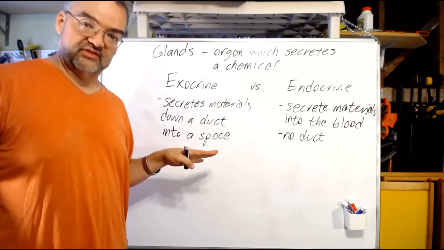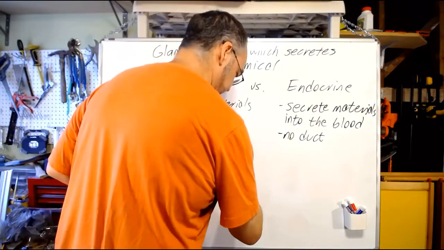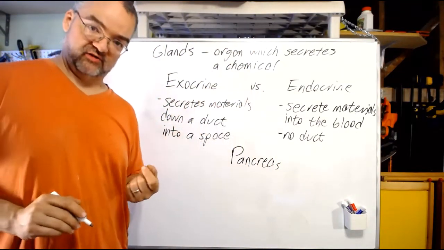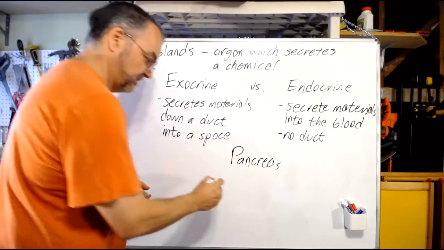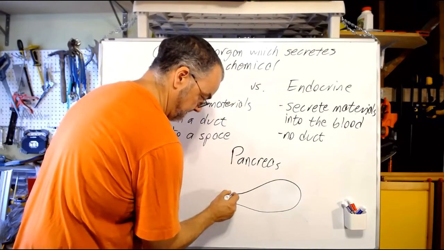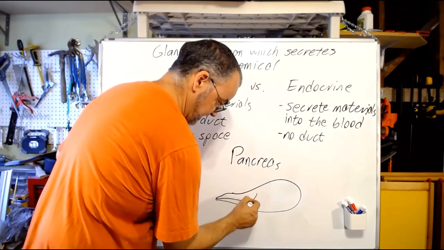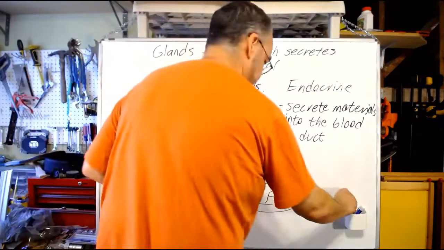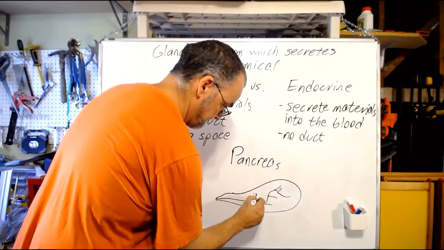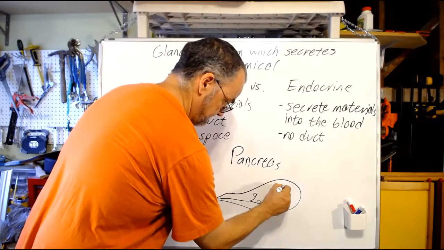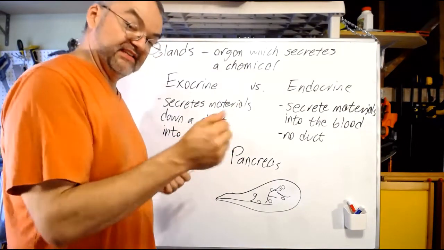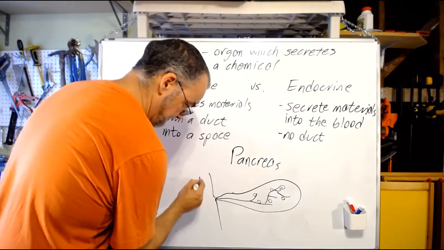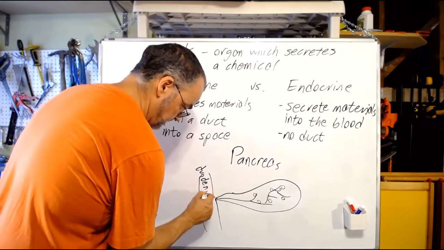Now, one useful one to think about this, there's one gland that's actually both. The pancreas has both functions. It works as an exocrine and an endocrine gland. So in the pancreas, we have some cells. Let's just kind of sketch a pancreas here. So the pancreas has this duct. And around that duct, we will have clusters of cells. Those clusters secrete their materials into that duct, so that then travels down the pancreatic duct and enters the duodenum, which is part of the digestive tract.